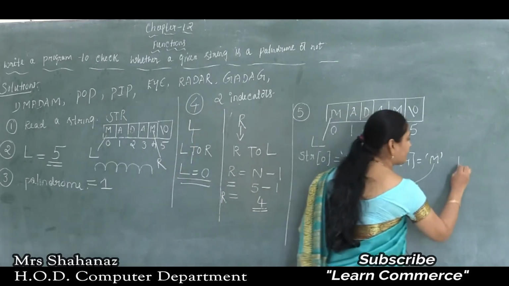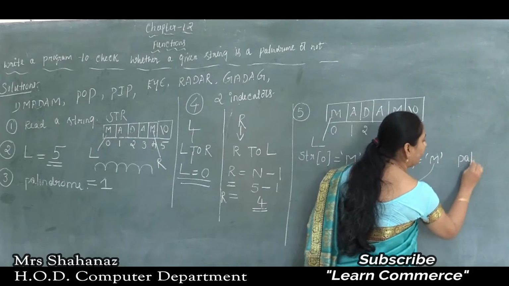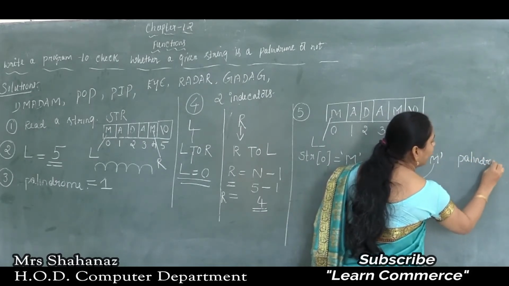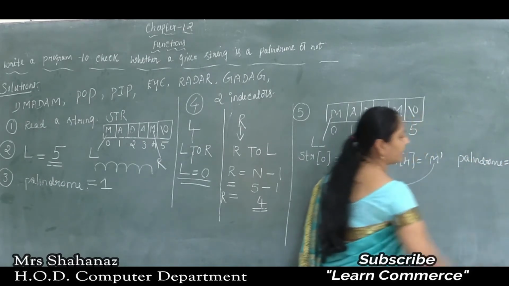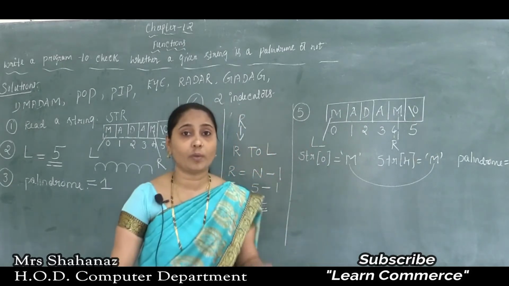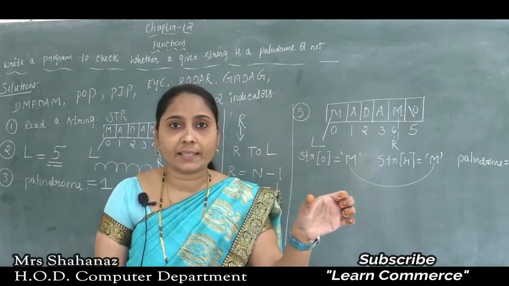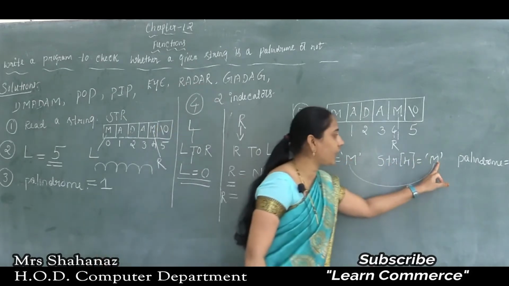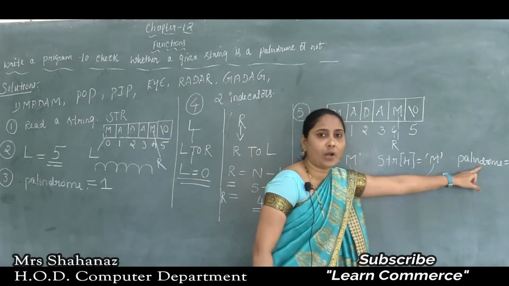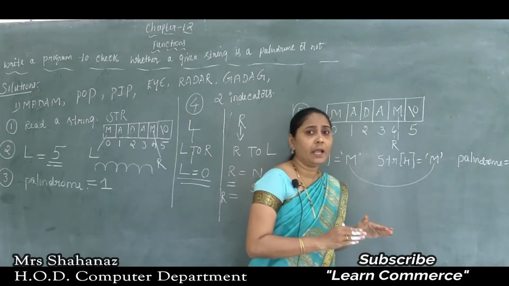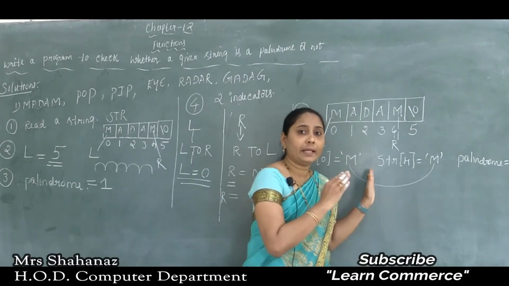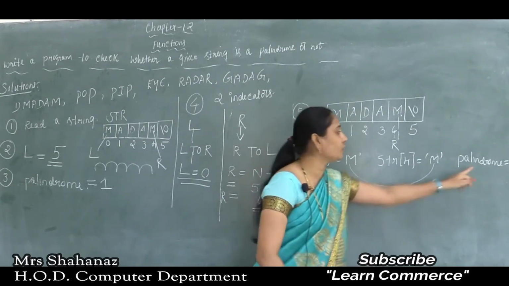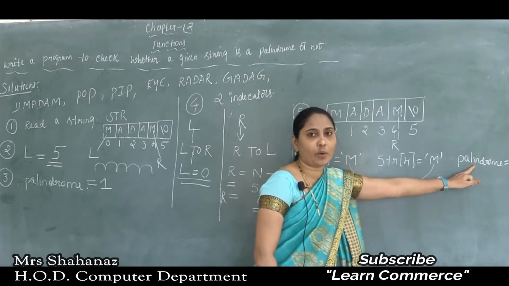That means now we can say that palindrome is equal to 1. Palindrome is equal to 1. Just the first character is going to match with the last character. Here also the M, here also the M. So we can say that now the checking of the characters has started, and if both match, we can say that palindrome is equal to 1 here.